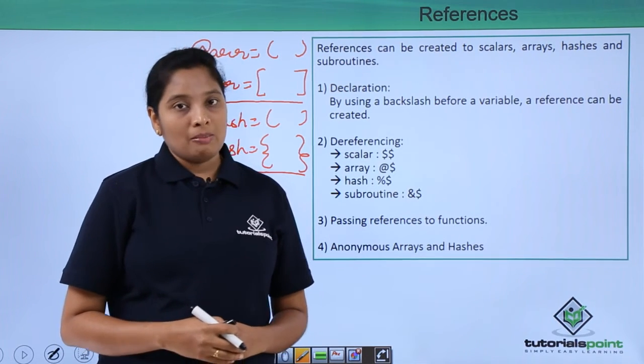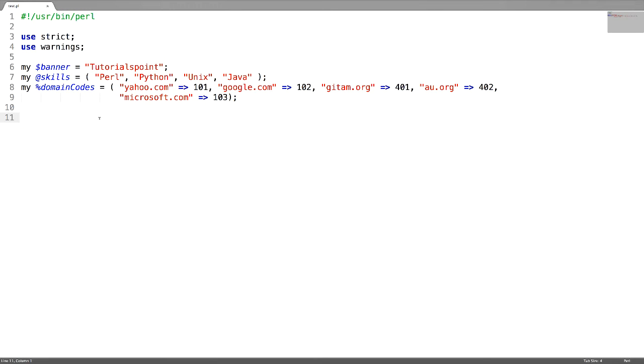Now let us see some examples. In this program, I am going to illustrate how to create references and dereference them. For this, I have created one scalar and assigned a value called tutorials point. Second, I have created an array and assigned each element a technology name. Third, I have created a hash called domain codes where each key is a domain name and value is some number. To create a reference for these data types, just prepend a backslash.